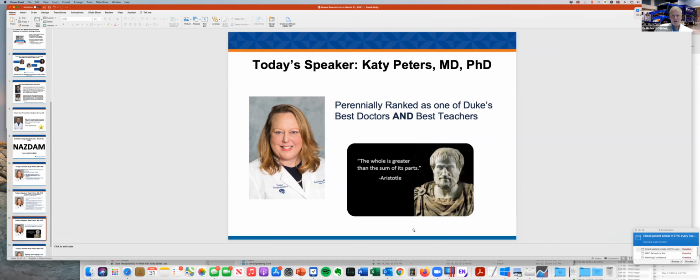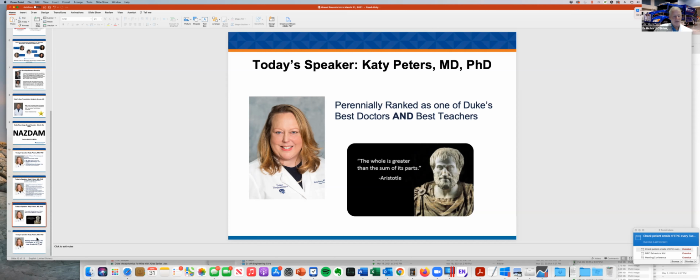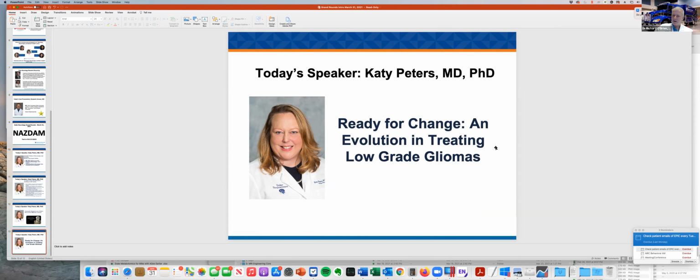But as we all know, Katy is more than just the sum of her parts. She's perennially ranked as one of Duke's best doctors and best teachers, and one of Duke's most outstanding personalities. I've known Katy a long time, and she has not changed a bit and has always been someone who's incredibly warm, approachable, and an incredible doctor. Katy's going to talk to us today about an evolution in the treating of low-grade gliomas. So, Katy, thanks for agreeing to talk, and I will throw it to you.